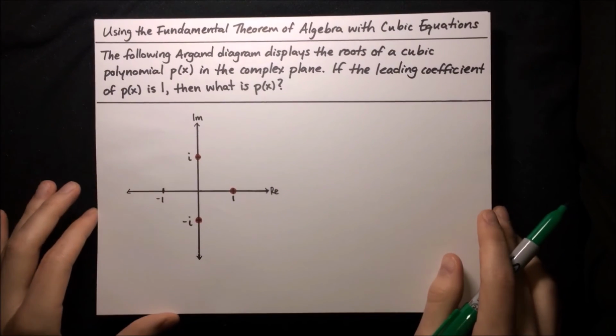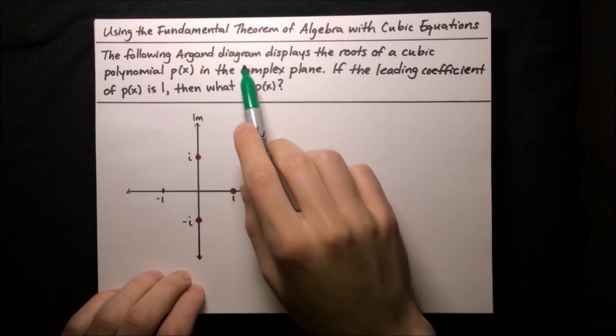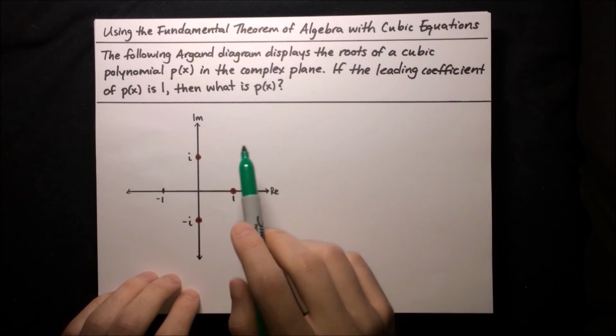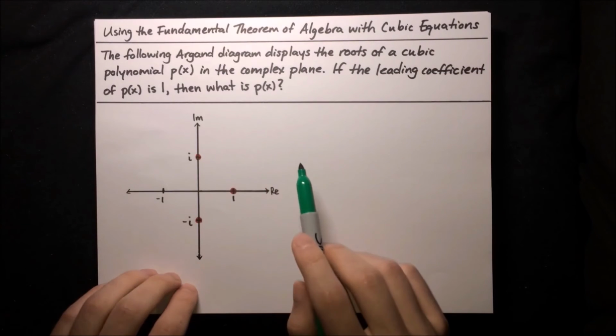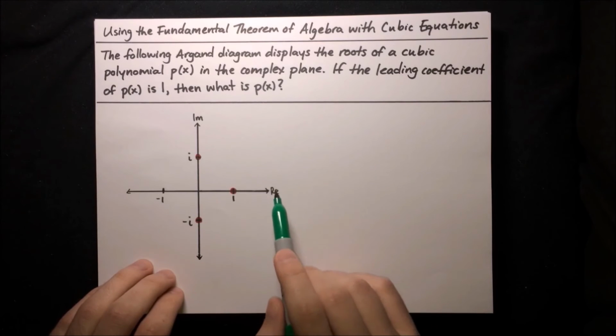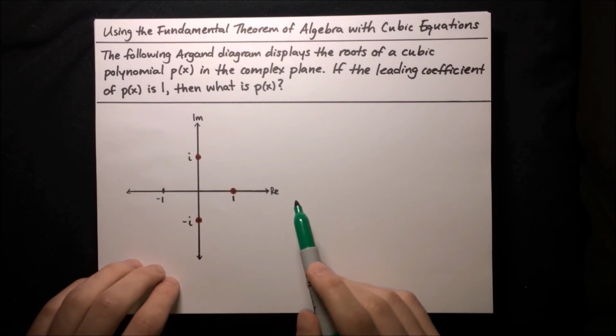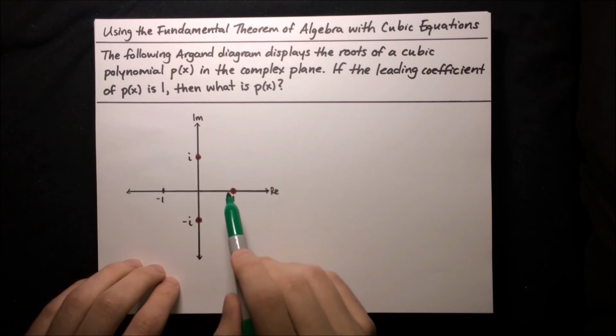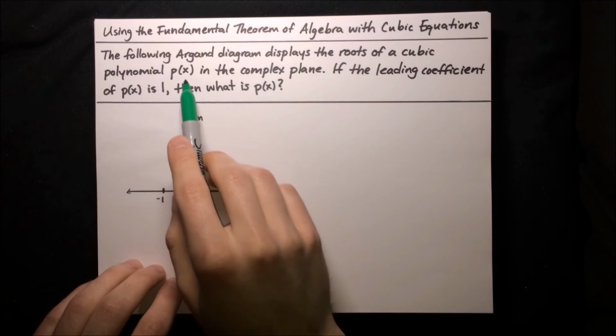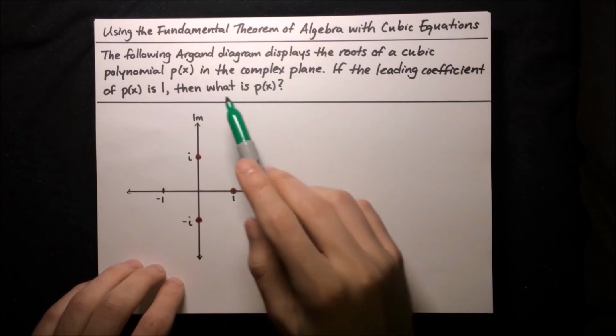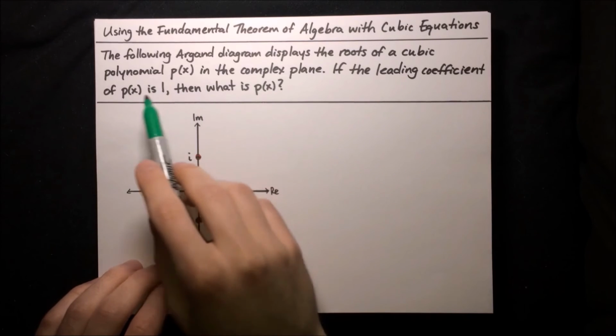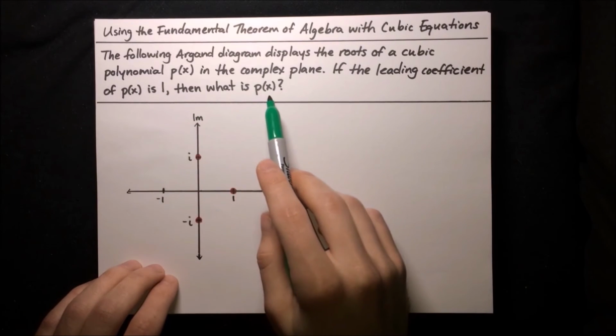Here's a final example. The following Argand diagram displays the roots of a cubic polynomial p of x in the complex plane. So I've got a diagram here, the real-imaginary plane, and each of these dots corresponds to a root of our polynomial p of x, and p of x is a cubic. Okay, so if the leading coefficient of p of x is 1, then what is p of x?